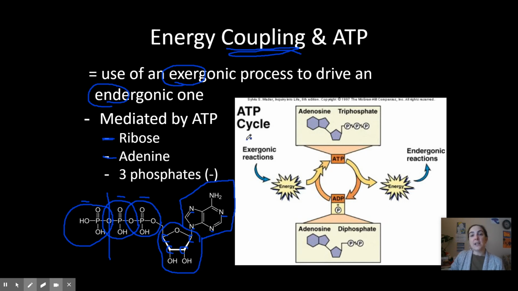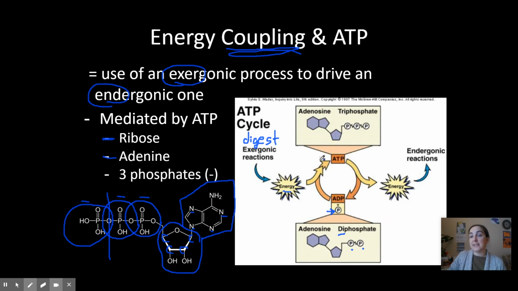So if we start with an exergonic reaction, this would be something like digesting your food. As we break things down, that releases energy. That energy then, so this is exergonic, it releases energy. That energy then is used to take an ADP, this only has 2 phosphates on it, and connect it to a single phosphate. That's just an inorganic phosphate floating around in the cell.